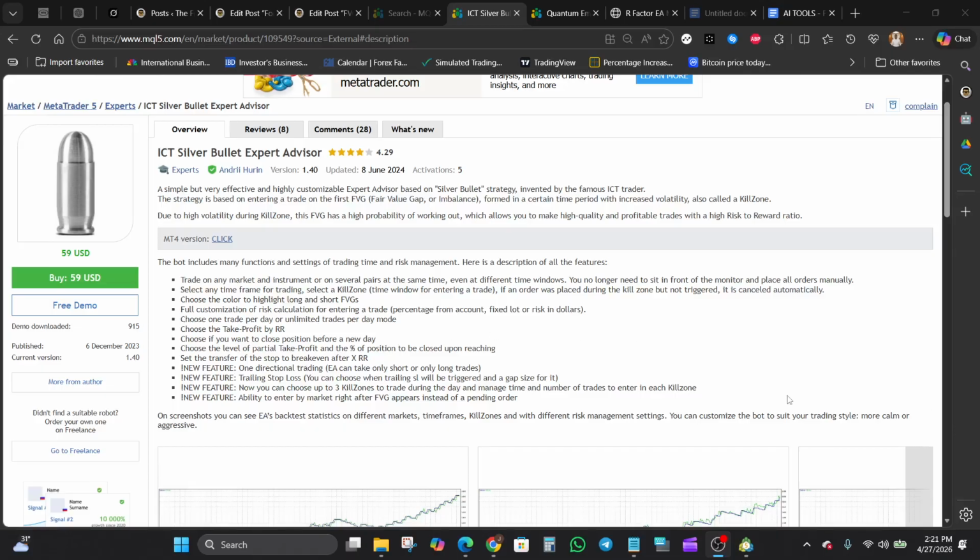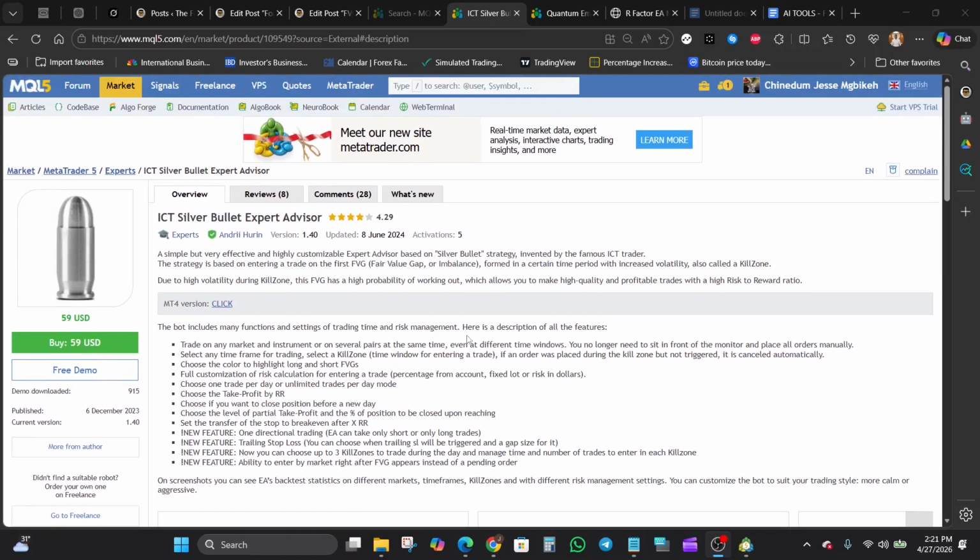What makes it powerful is the time-based control. You can define exactly when the EA is allowed to trade, whether it's London session, New York session, or even multiple kill zones throughout the day. That matters because this strategy relies heavily on timing and volatility. Now, on top of that, you also have flexibility in how trades are executed. You can choose whether the EA enters using pending orders or instant market execution, depending on how aggressive or conservative you want the entries to be.